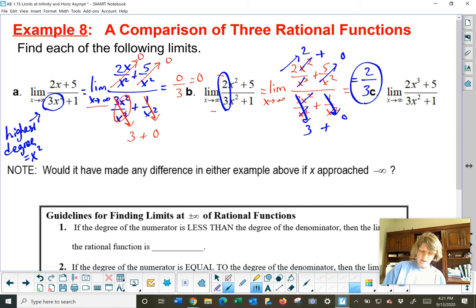The last one, where am I going to put that work? The limit. Let's see if I can squeeze it in here. As x goes to infinity. Well, 3x squared is my largest degree. Every term's going to get divided then by an x squared.